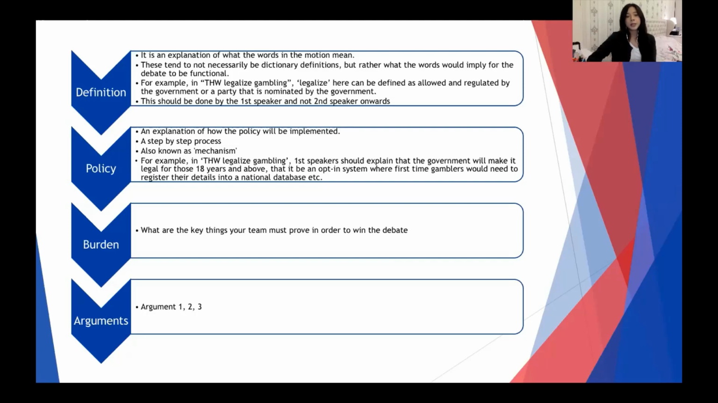Thirdly is burden. So burden is basically where the first speaker introduces to the judges the key things that you think your team needs to prove in order to win the debate. Now, obviously, the usual thought process to this is, wouldn't I need to prove everything? Shouldn't all of the arguments that I present be something that I manage to prove by the end of the day and win by virtue of having proven all of those arguments, right? But I think burden here means that all of your arguments should be linked to prove this one big thing.